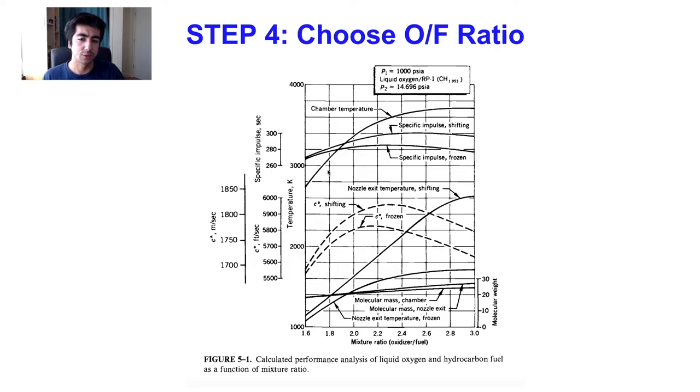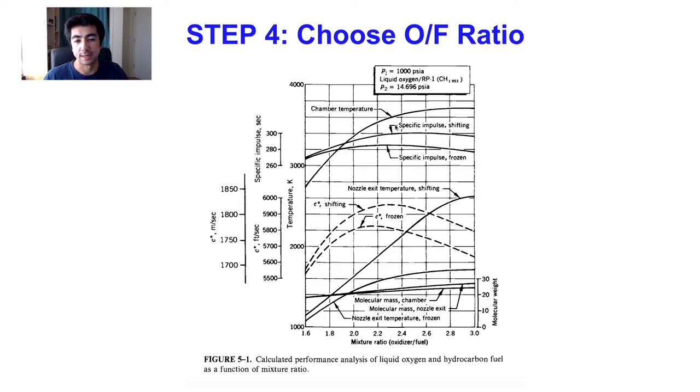What's important to note here is that the temperature continues to increase with the mixture ratio. So the more oxidizer you have, the hotter the reaction will be. And up to a certain point, the hotter reaction directly correlates to higher efficiency, right? More heat energy, more kinetic energy. Up to a certain point, that's the case. But you can see that the maximum specific impulse actually occurs before the maximum chamber temperature.